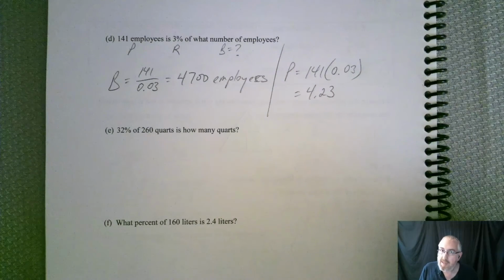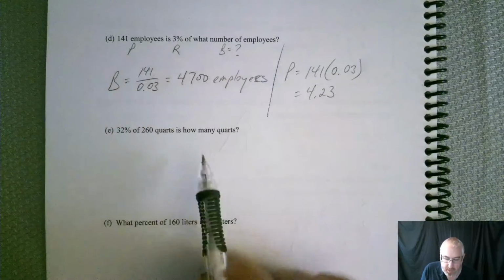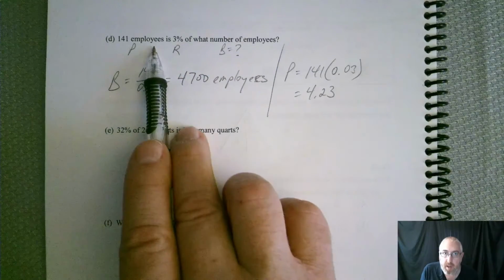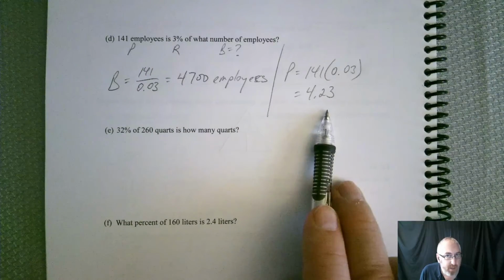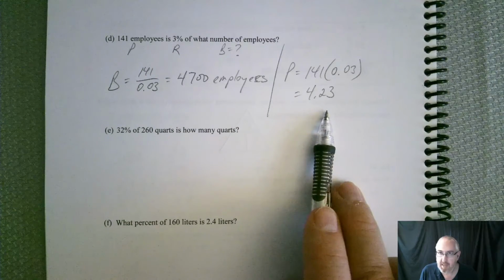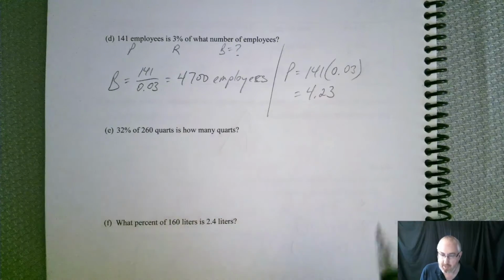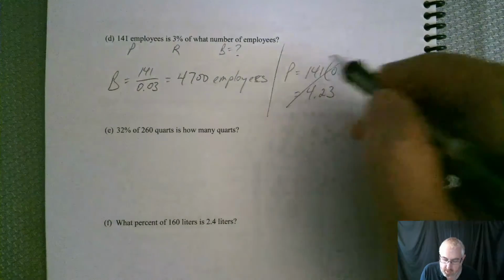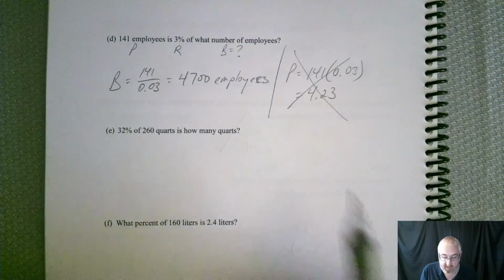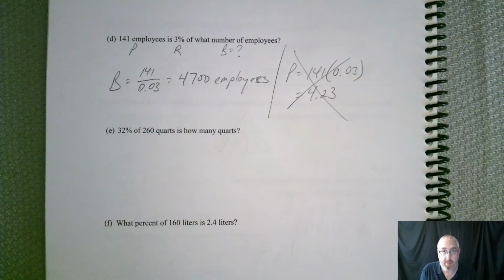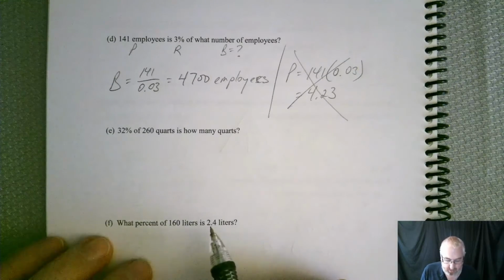So does the question make sense based off of the problem? So 141 employees is 3% of 4.23 employees. That doesn't make a lot of sense, right? So that's why, it doesn't hurt to just kind of double check that the answer makes sense. And like I said, if you just swap the P and the B around, that usually will fix it if it doesn't make sense the first time around. So keep that in mind as another little trick.